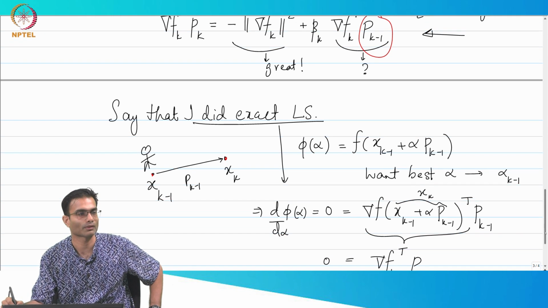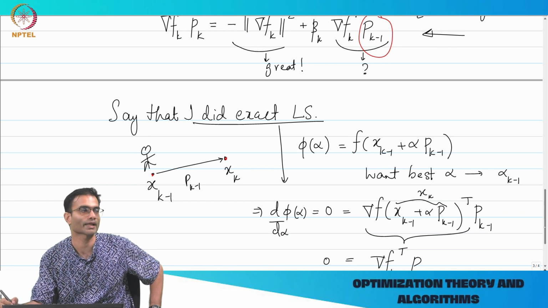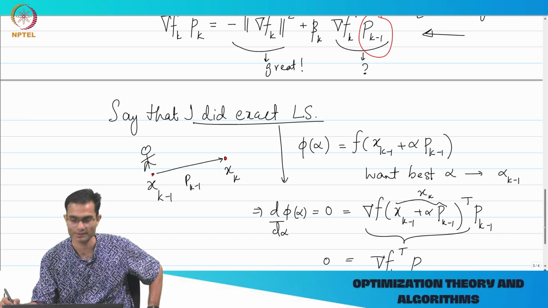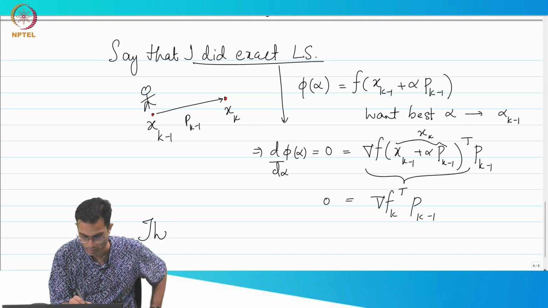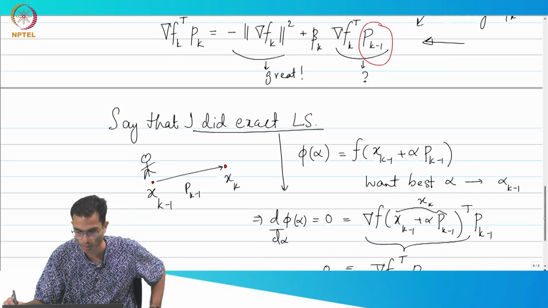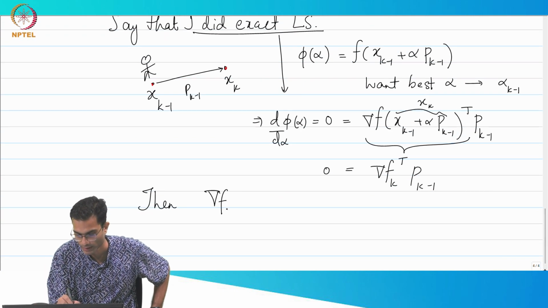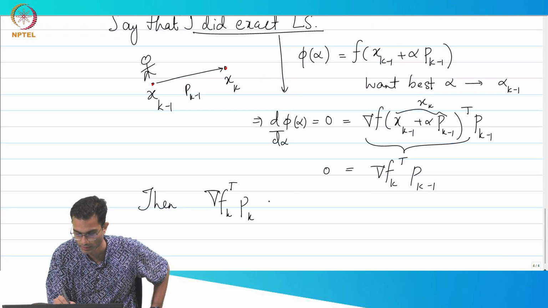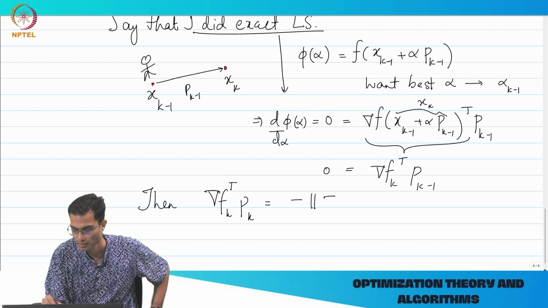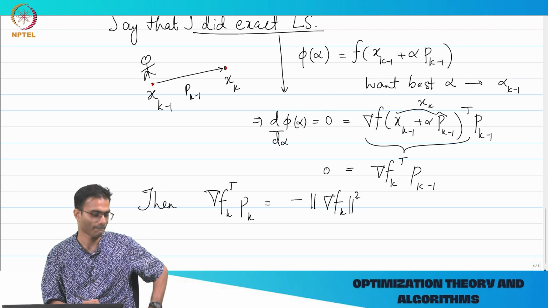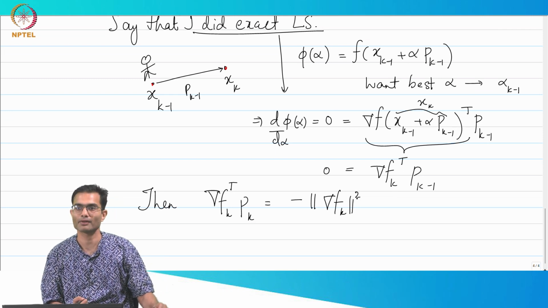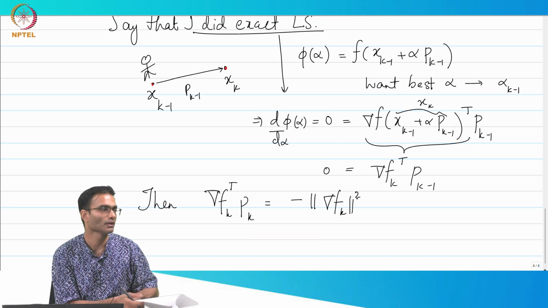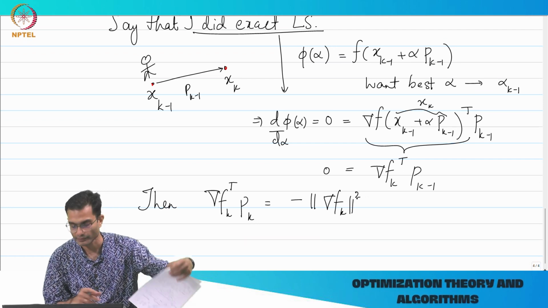So simple argument, it assumes that I did exact line search. If I did exact line search, this term is 0. If this term is 0, then the expression on the top over here, grad fk transpose pk, becomes equal to minus norm grad fk squared, right? So that's great news. This term is always guaranteed to be negative.